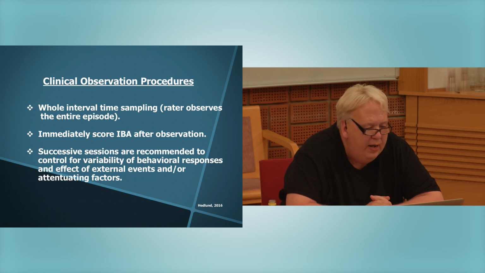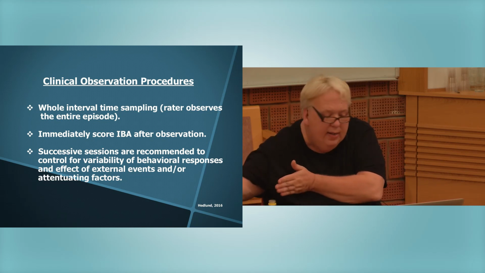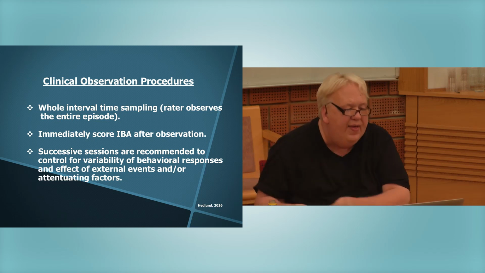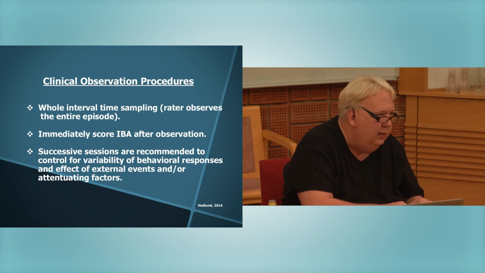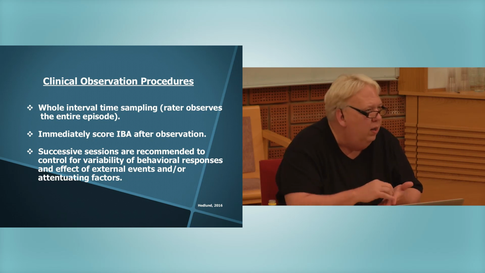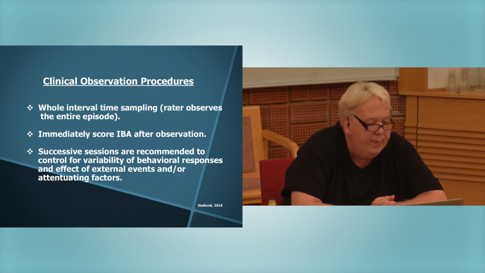Again, whole time interval sampling: the rater observes the entire episode. So you sit there and you watch, whether it's 2 to 5 minutes or the whole intervention session. And then after that, you immediately score the IBA. You don't want to score while the interaction's going on because you're going to miss too many behaviors as they're displayed by the infant. Successive sessions are also recommended to control for variability of behavioral responses.